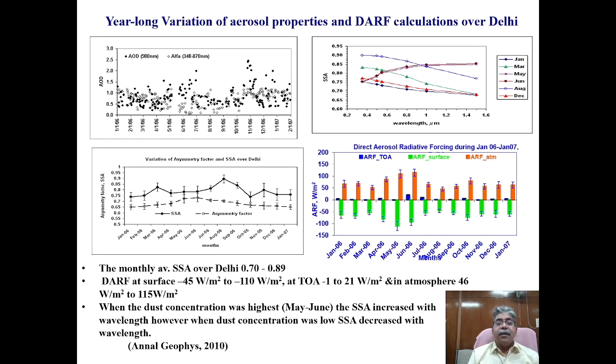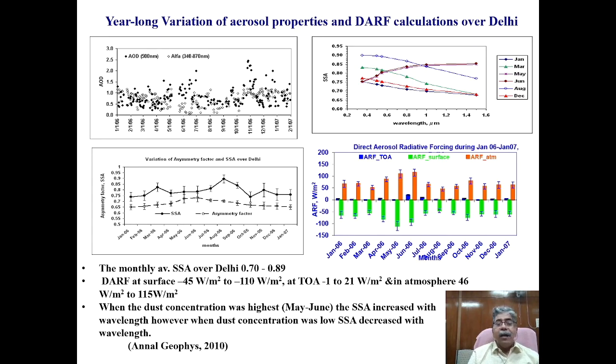And here is a typical example of year-long observation of aerosol optical depth and how the direct aerosol radiative forcing estimates were done, including the various optical properties like single scattering albedo and asymmetry parameter for the aerosols which are present in Delhi throughout the year. So this is the monthly estimate of aerosol radiative forcing, which may be of particular interest to someone who is actually doing research in the area.